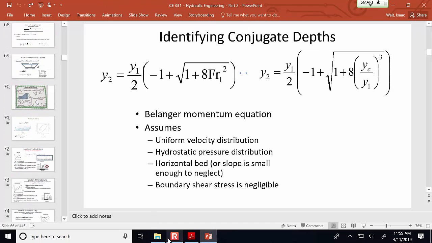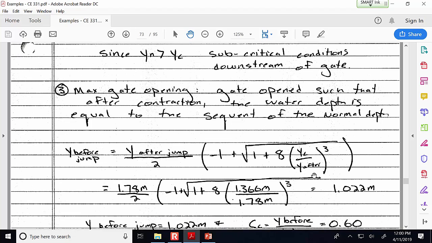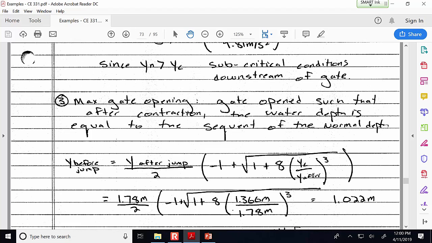So then therefore, if you're solving for y1 before the jump, then it's just simply the y after divided by 2, and then the ratio of yc and the y after. Okay, so before the hydraulic jump, we expect the depth would be 1.022 meters.